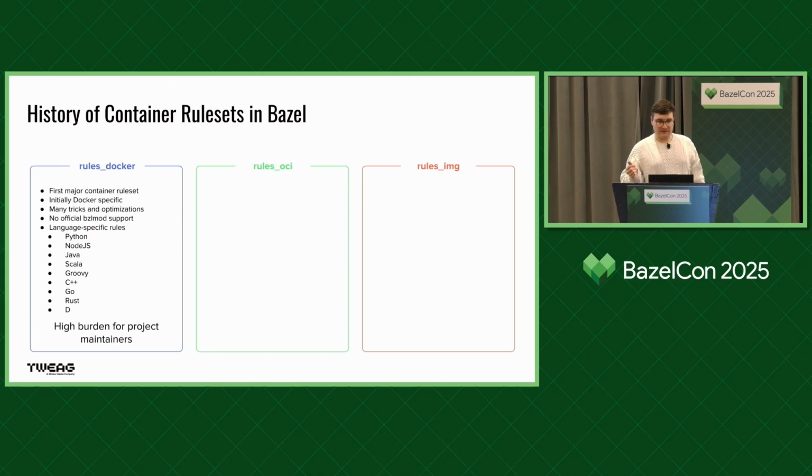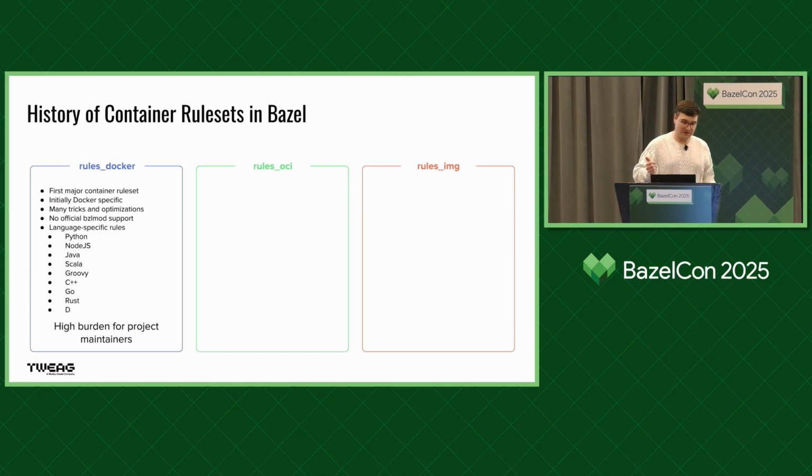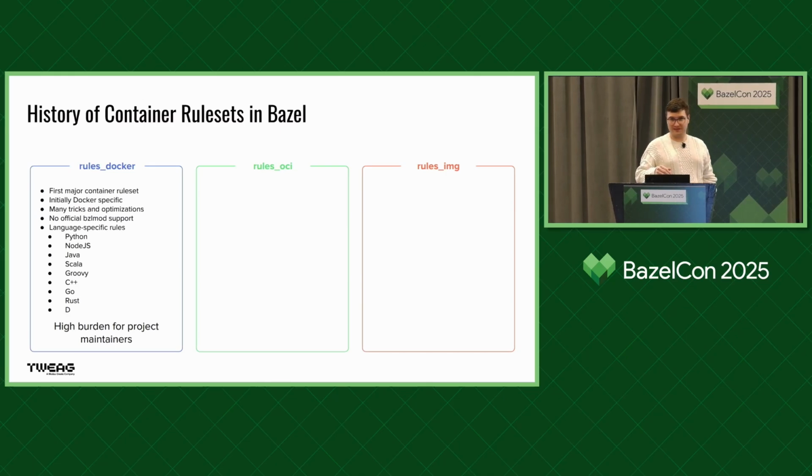It still does not have official BZL mod support, and the reason is that there are a lot of language-specific ways to build container images. And this is very, very hard to maintain for the rules Docker maintainers. It also means that rules Docker has to be versioned together with all of these language rule sets, and that's very hard to do correctly.